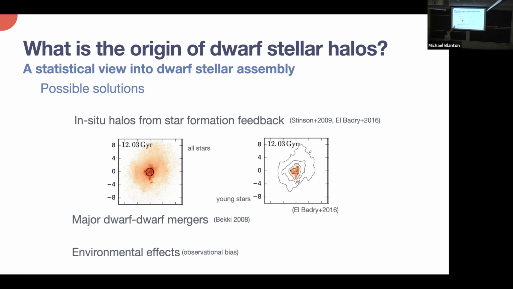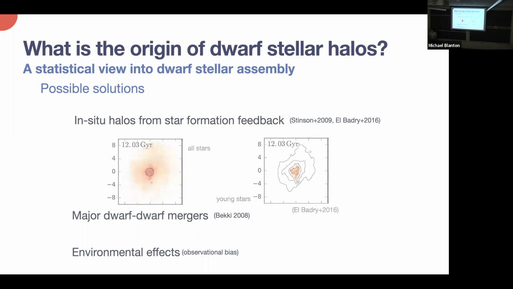So this is an example from the FIRE simulations. Left-hand panel shows all stars. The right-hand panel shows the young stars only. And in this formation scenario, almost all dwarfs would host this kind of in situ stellar outskirts component because they're all undergoing this star formation feedback cycle.